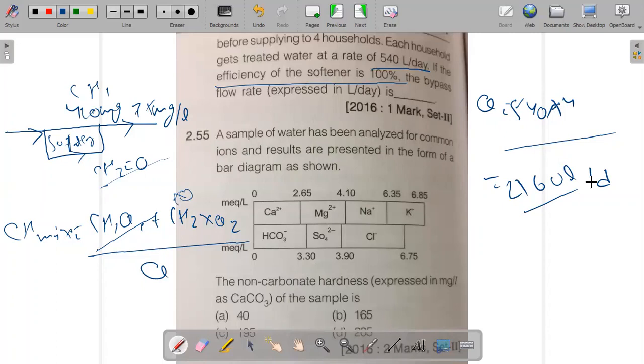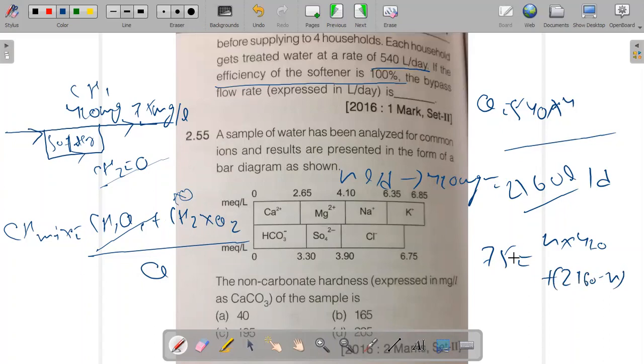And we have a resulting hardness of 75 milligram per liter, which we get after adding the softener. If you use this formula, let's say there's x liter per day at 420 milligram per liter. Then the total carbonate hardness is 75 milligram per liter equals x, which is the flow rate of the first, into 420 milligram per liter, plus 2160 minus x, that is the remaining flow, into the carbonate hardness of the second, which is 0, upon the total flow rate, which is 2160. You'll easily find the value of x here.